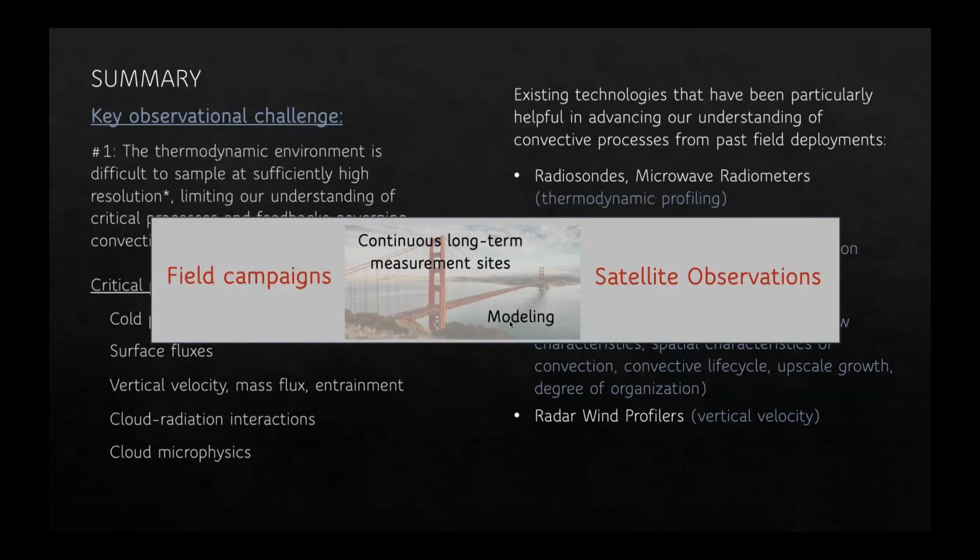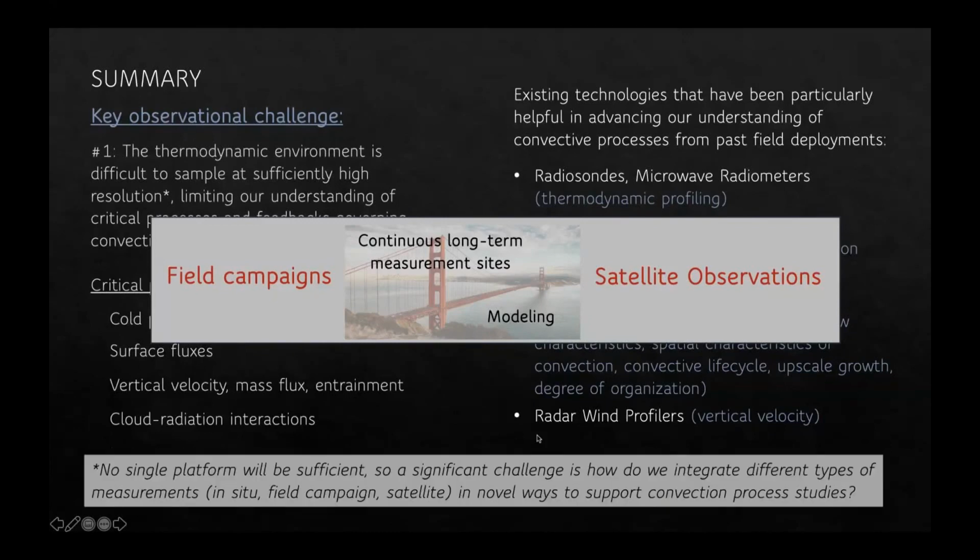cold pools. But I'd also like to advocate for continuous long-term measurement sites. There's a lot that we can bridge and learn from just setting up really long-term sites, and that we won't necessarily be able to get from short field campaigns or satellite observations. But this is all up for discussion for later. To conclude, no single platform will ever be sufficient. So a significant challenge is how do we integrate different types of measurements in novel ways to support convection process studies like mesoscale convective tracking, cold pool tracking, et cetera.